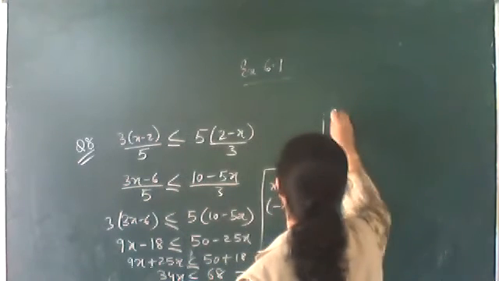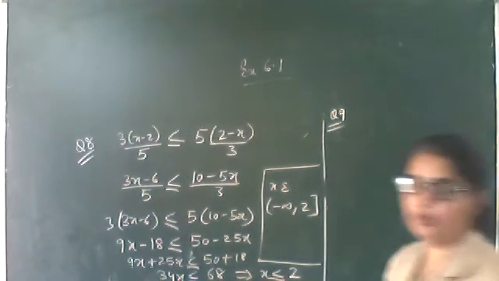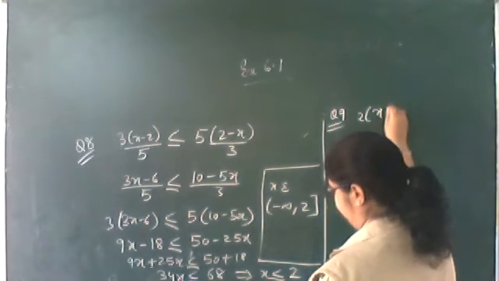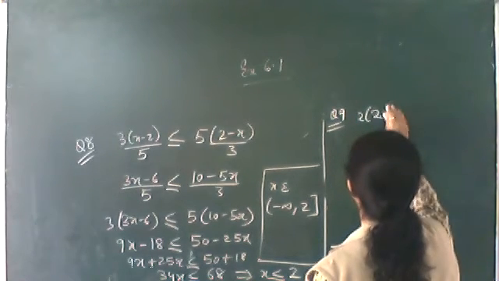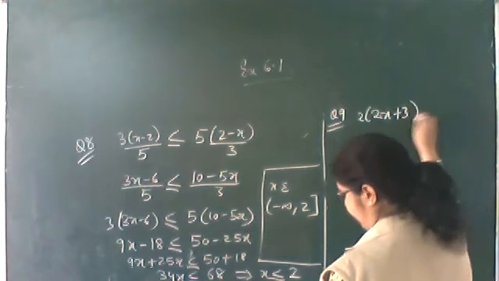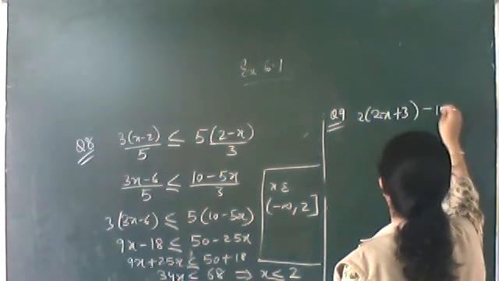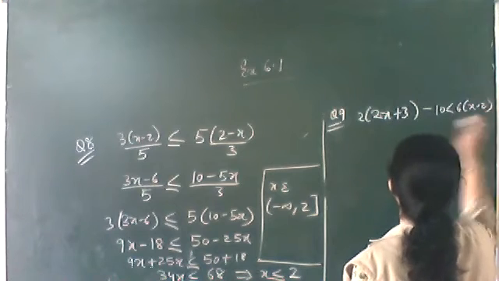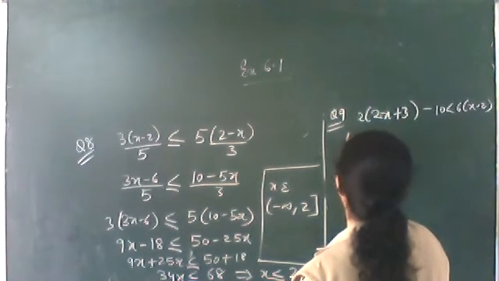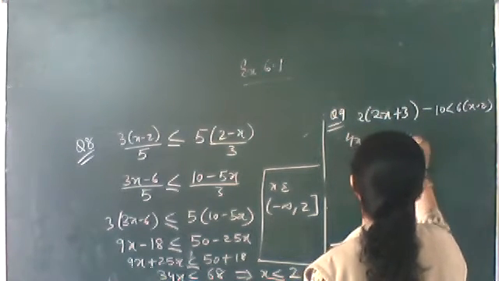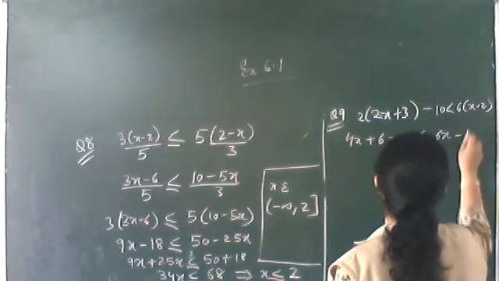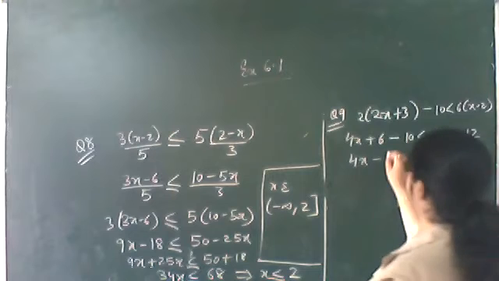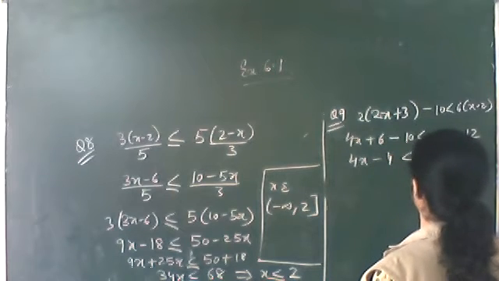Then come to question number 9. What is it? 2 times (x plus 3) minus 10 is less than 6 times (x minus 2). Now open up the bracket first. 2 times gives 2x plus 6 minus 10 is less than 6x minus 12. So 2x plus 6 minus 10 will be minus 4 is less than 6x minus 12.